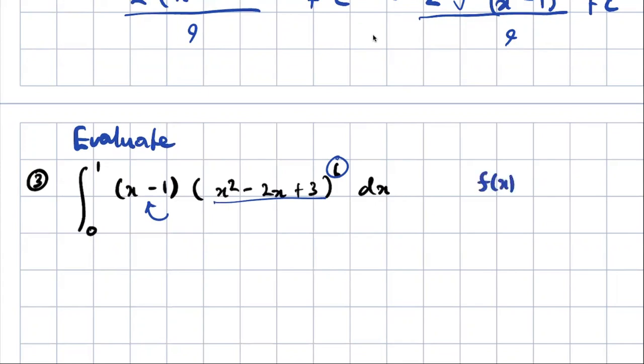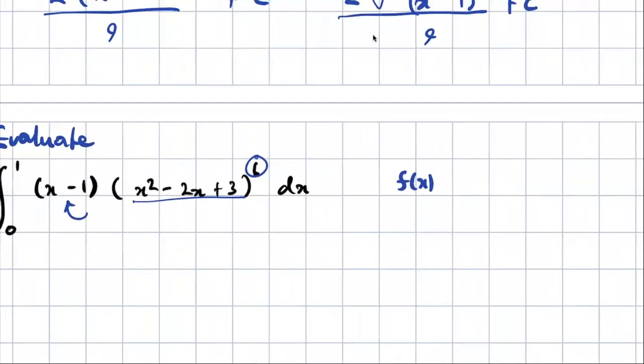So we'll come over here to our right, and we'll look at the original function inside of the bracket. So x squared minus 2x plus 3. Differentiate it. f dash of x is equal to 2x minus 2. Now, you'll notice that this has an x minus 1 here, and this is a 2x minus 2.